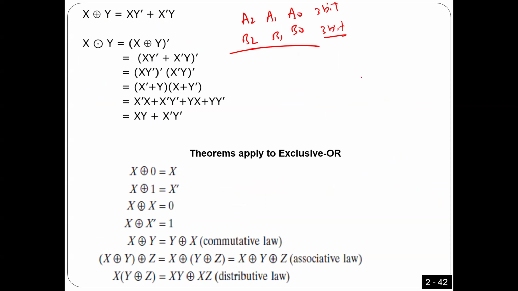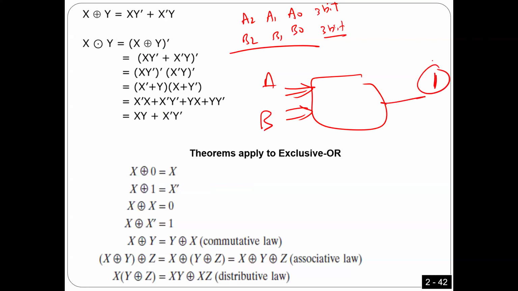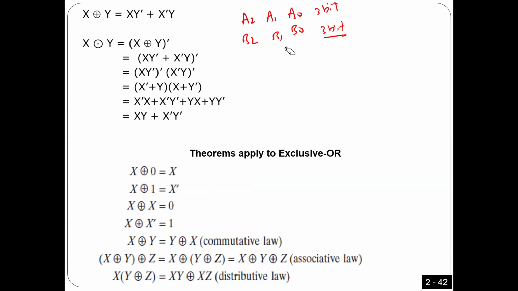So now I want to create a circuit. This circuit has A and it has B, and every one of them is 3 bits. I want to output one when they are equal, and if they are not equal, I'm going to output zero. So I want to make a circuit that gives me one when the two numbers are equal. Very simple. Actually, these two numbers are equal if every 2 bits are equal.